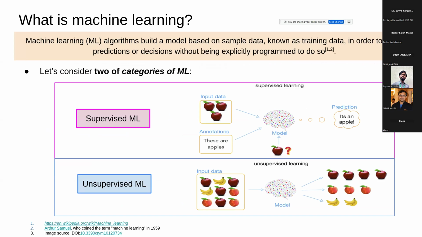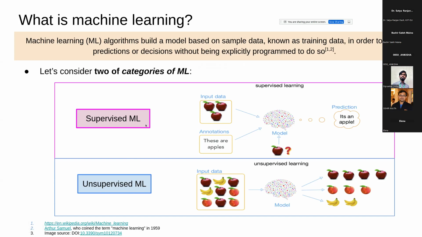Now, before going to speech SSL, that means self-supervised learning, let's refresh our basic machine learning. In machine learning algorithms, we take a sample of data, then we do the training based on our requirement. Let's consider only two categories of machine learning and ignore reinforcement learning: supervised machine learning and unsupervised machine learning.